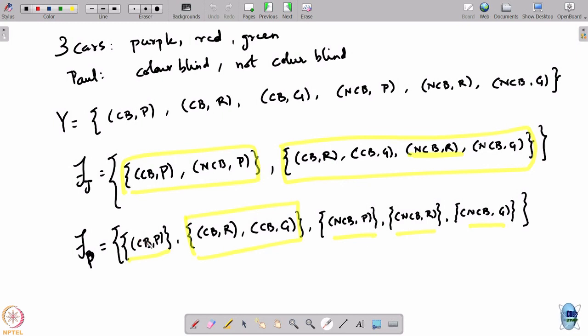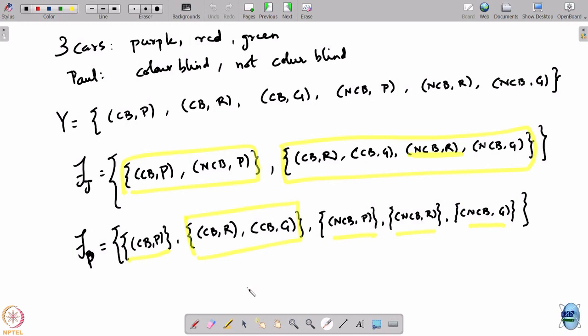So the states of the world in which Paul knows that the purple car has won are both CBP and NCBP, right? In both of these states, Paul knows that the purple car has won. In summary, Paul knows that the purple car has won when the purple car has won. Is that clear?